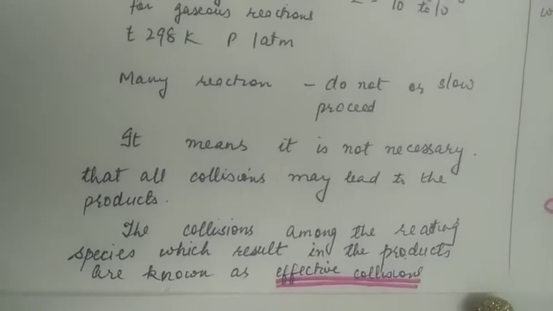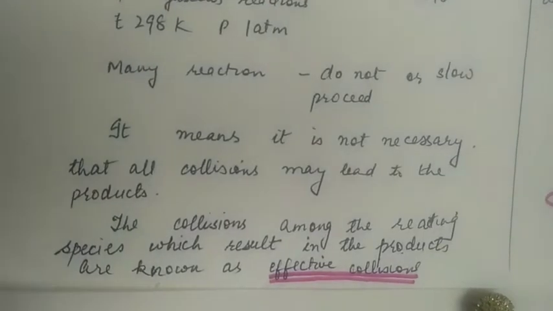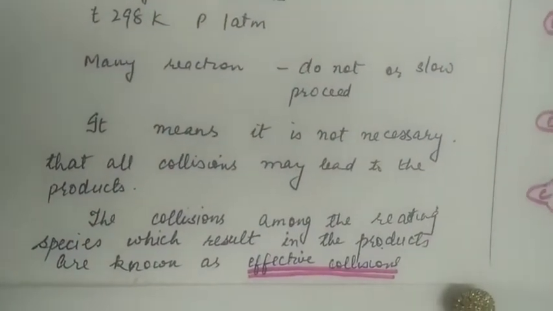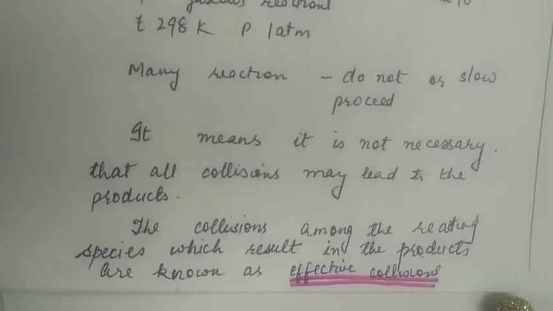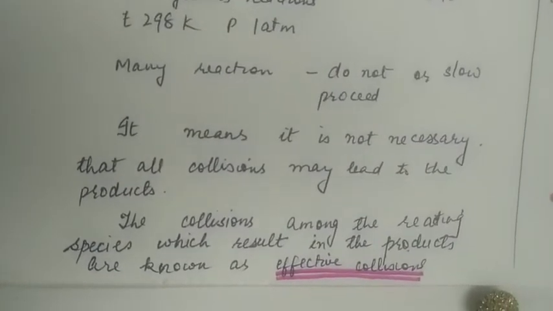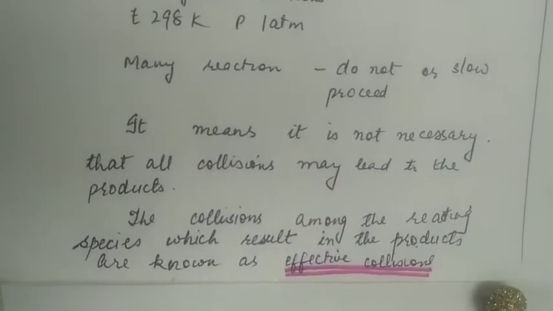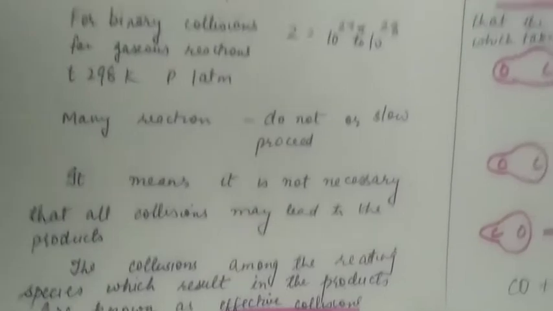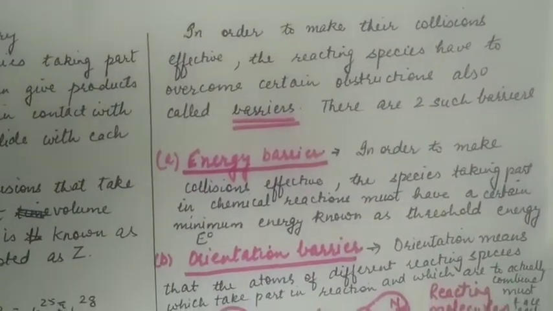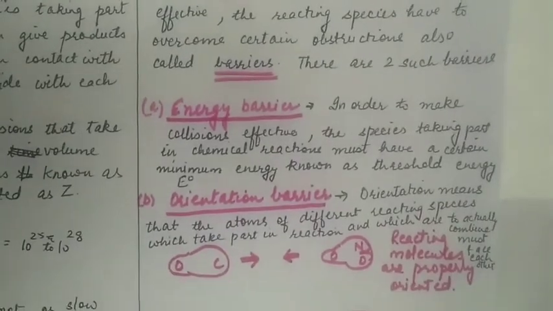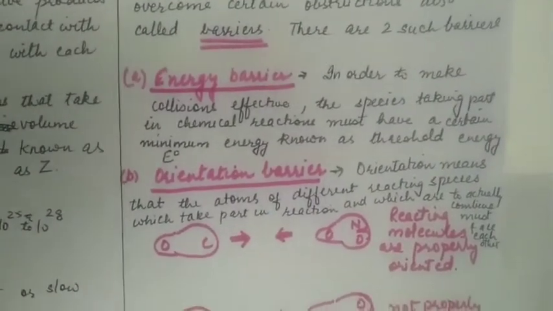The collisions among the reacting species which result in the products are known as effective collisions. And where the collision does not result in products, it means that there is some barrier or obstruction which is not allowing the reaction to occur. So, in order to make these collisions effective, the reacting species have to overcome these barriers, and there are two such barriers, the energy barrier and the orientation barrier.